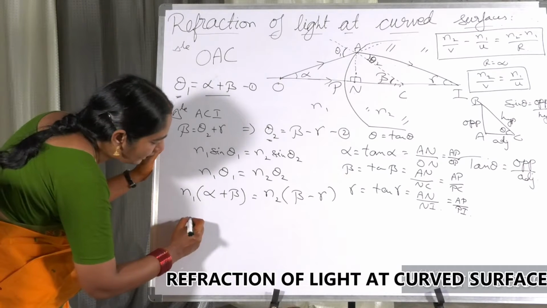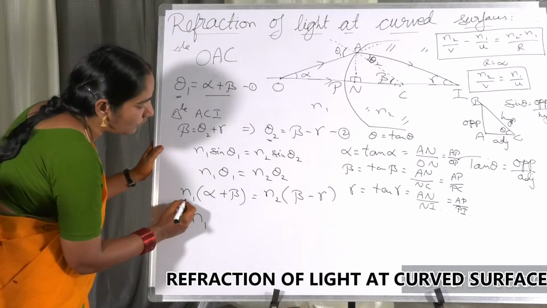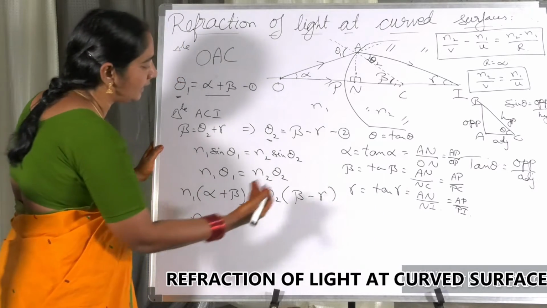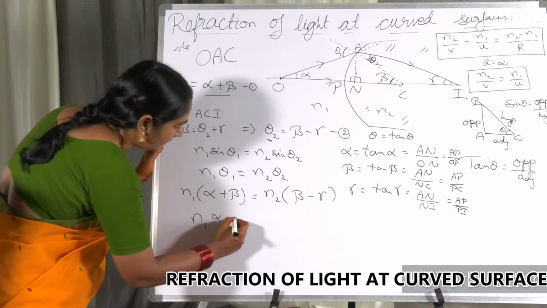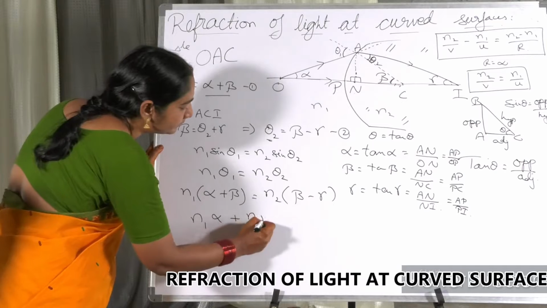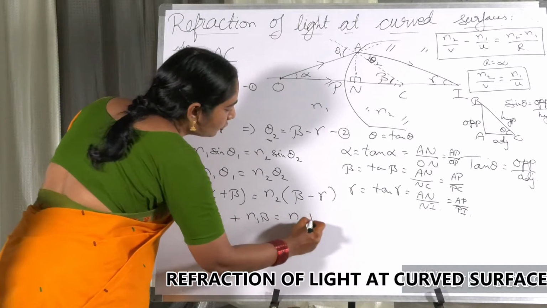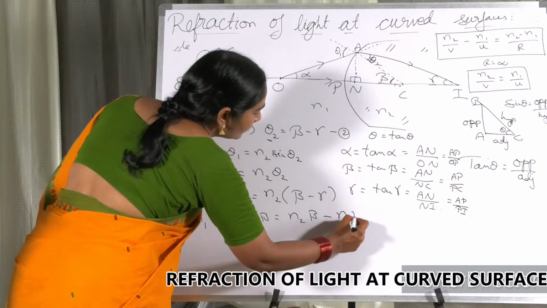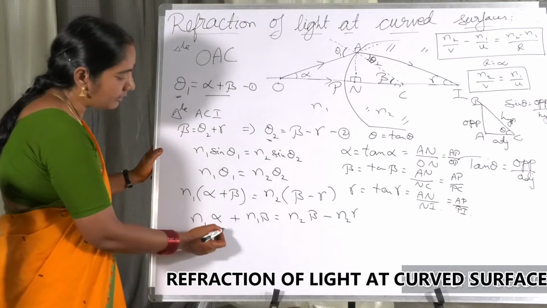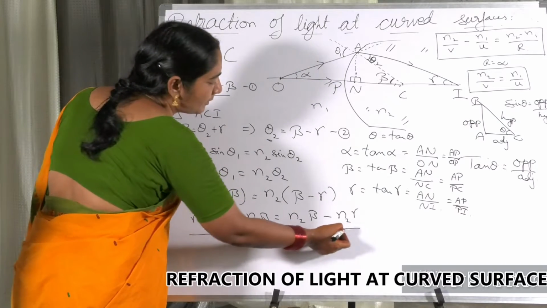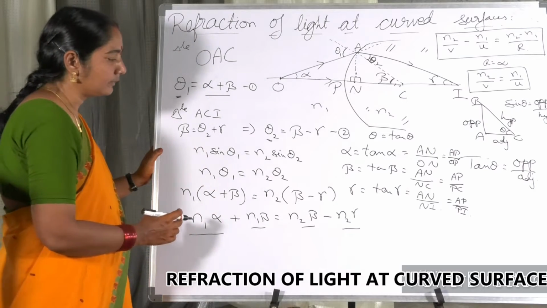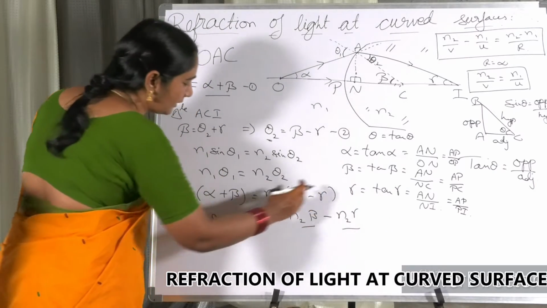Now my dear friends, can I open the bracket now? N1 into alpha, plus N1 beta is equal to N2 beta minus N2 gamma. I just open the bracket. Now my dear friends, here there is only one alpha term and one gamma term, but there are two beta terms. Let us bring all the beta terms to one side.